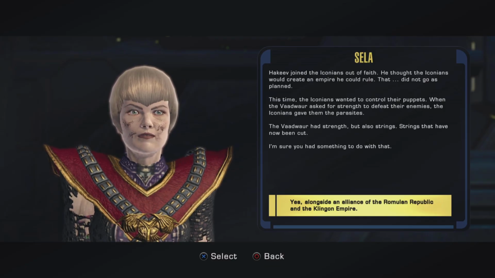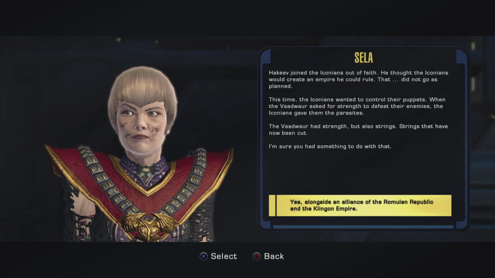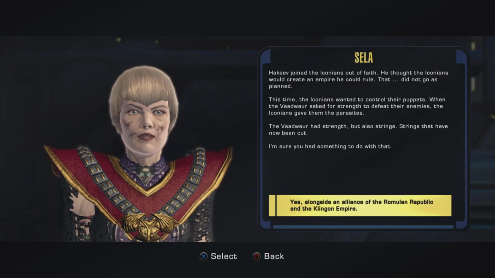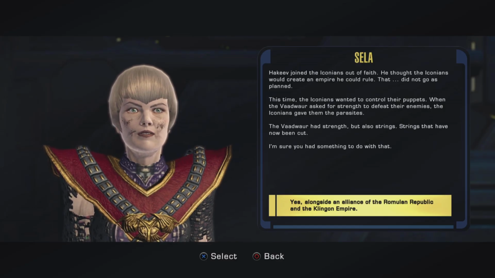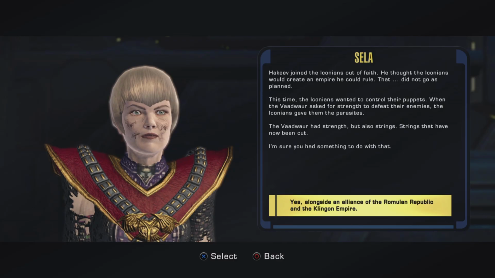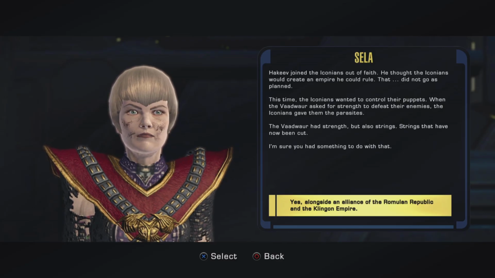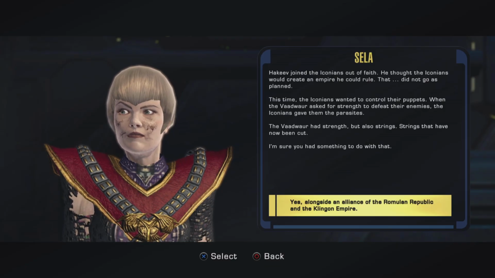This time the Iconians wanted to control their puppets. When the Vaadwaur asked for strength to defeat their enemies, the Iconians gave them the parasites. The Vaadwaur had strength, but also strings. Strings that have now been cut. I'm sure you had something to do with that.